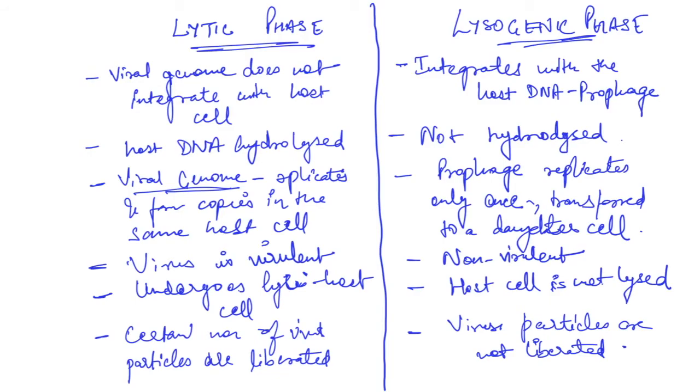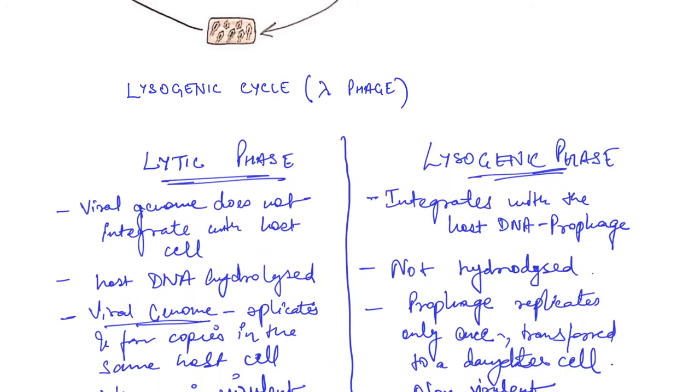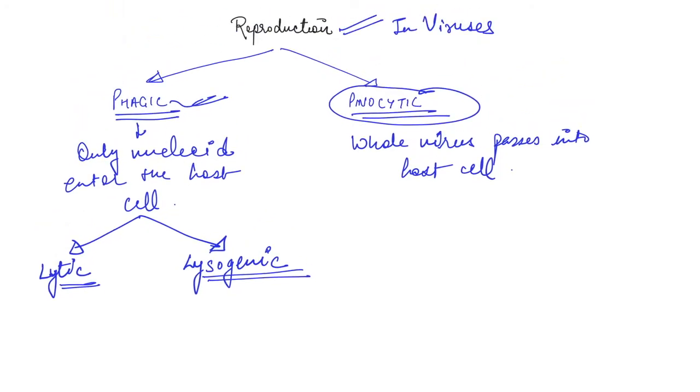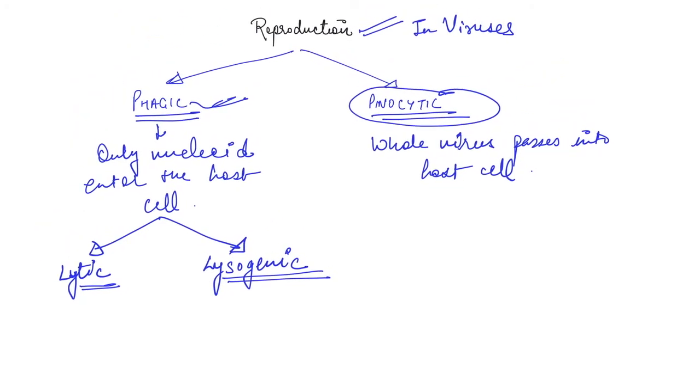What we can do is go for a quick revision, wherein we'll start with the types of reproduction in viruses. So types of reproduction basically are phagic and pinocytic. Now in pinocytic, the whole virus passes into the host cell, and in phagic, only the nucleoid enters the host cell. Then again, phagic reproduction is of two types. It is either lytic or lysogenic.